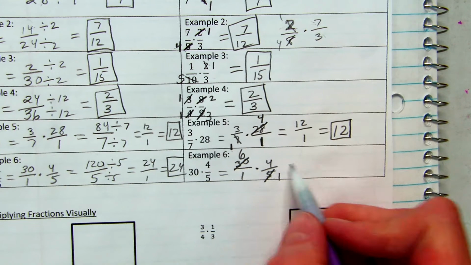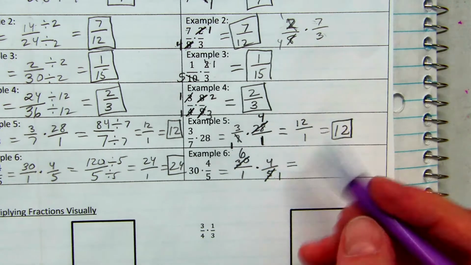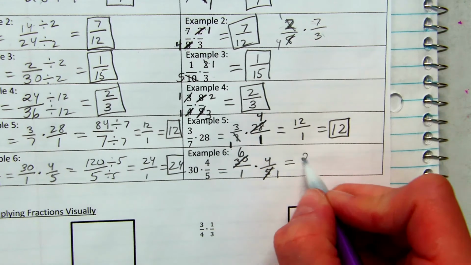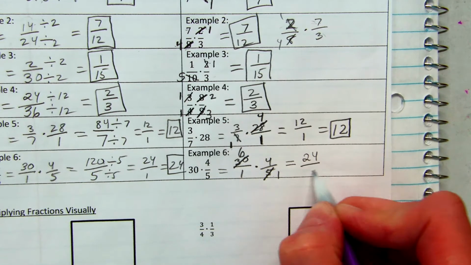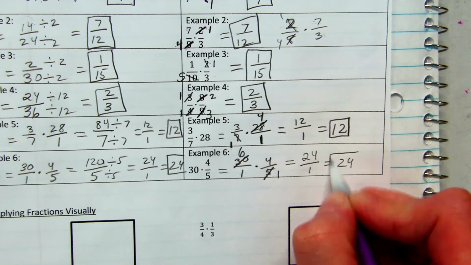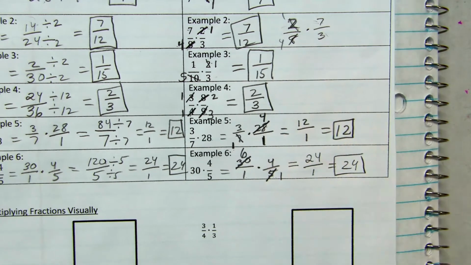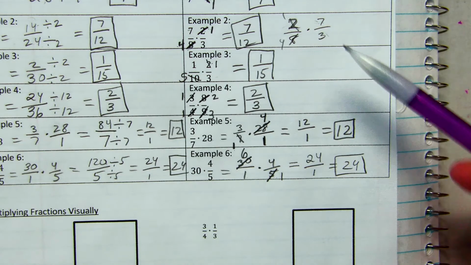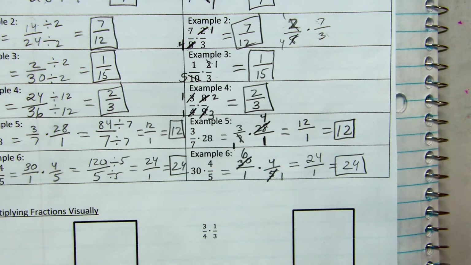If you do, then that's fine. Okay, so then I just have to take 6 times 4, which is 24. 1 times 1, which is 1. And we get 24. They don't always come out whole numbers, but sometimes they do. And anything that you can reduce on the front end is just good.